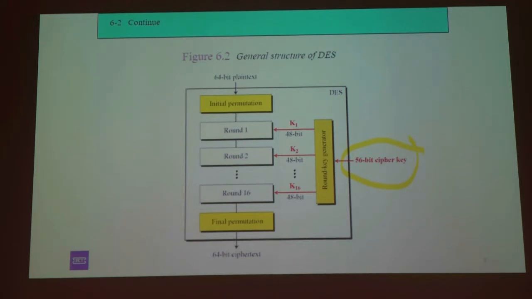And from the 56, how many keys are we going to generate? 16 keys. Why 16 keys? Because there are 16 rounds. What's the size of the key of each round? 48 bits. So I'm going from 64, remove the parity bits, to 56, and then from 56 I'm going to 48. How many keys? 16. All right?